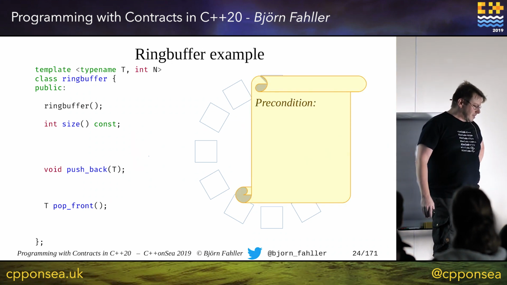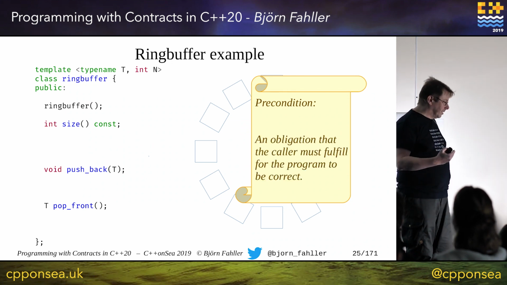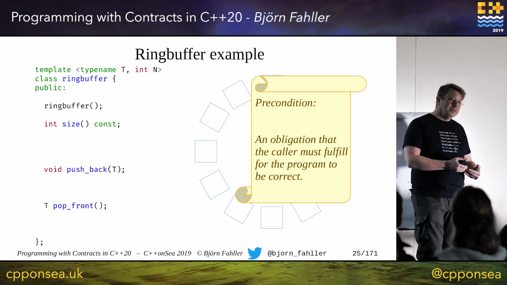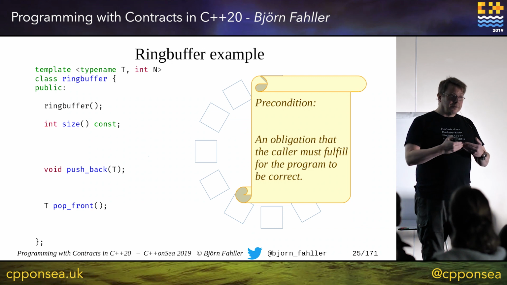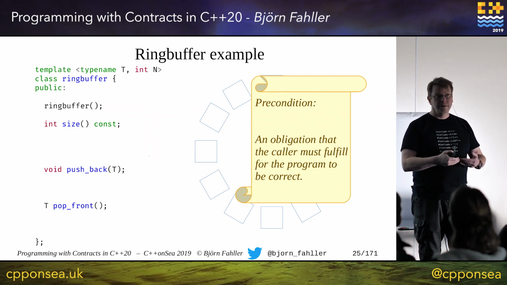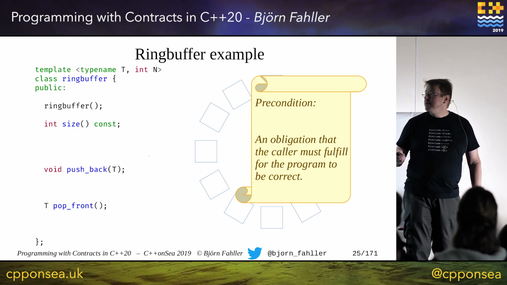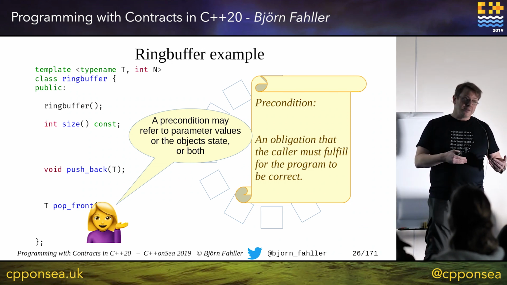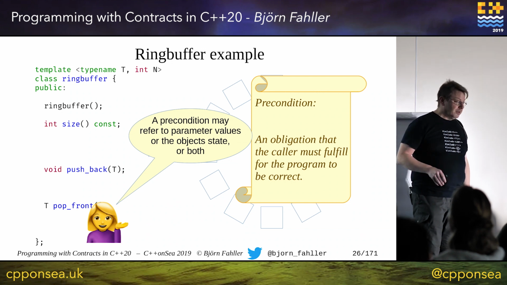The most important thing is the precondition. A precondition is an obligation on the caller of a function that they must fulfill in order for the program to be correct. So if a call is made in violation of the precondition, the program is in error. You have a bug. So we can go through the functions. A precondition may apply to parameter values or object state or both, or if you're crazy enough, it can refer to global variables also. Try not to.